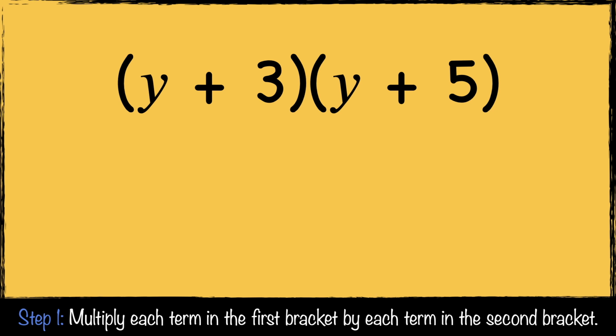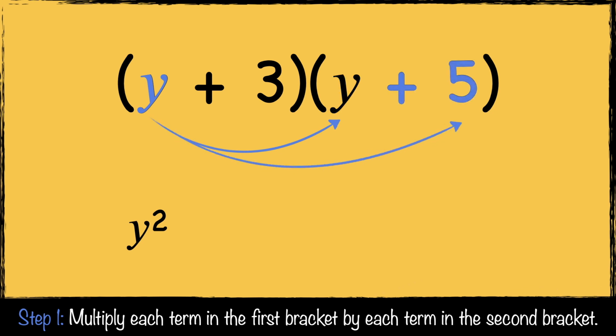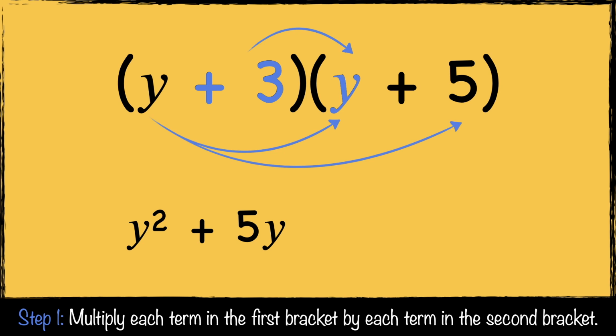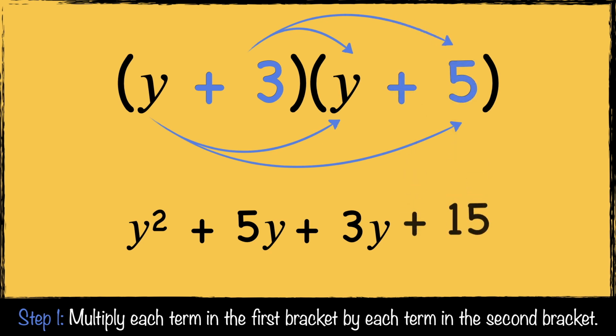So first we multiply y by y, which gives us y squared. Then we multiply y by 5, which gives us 5y. Now we multiply 3 by y, which gives us 3y. Then we multiply 3 by 5, which gives us 15.